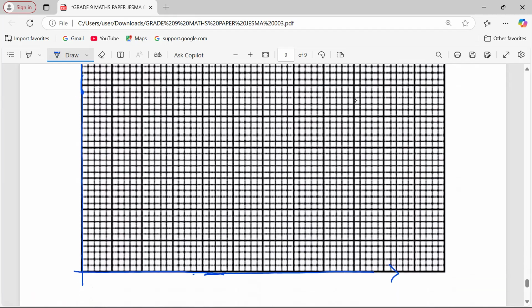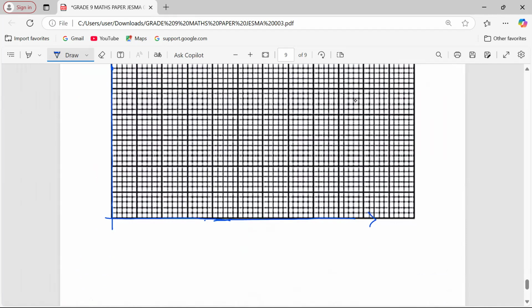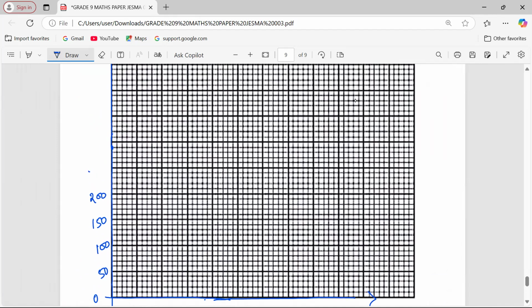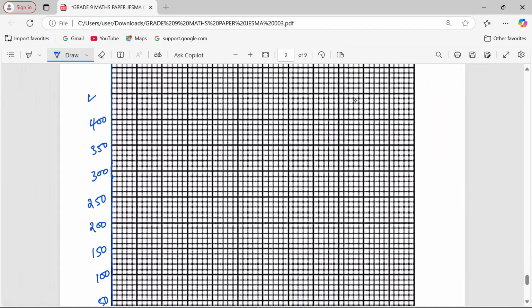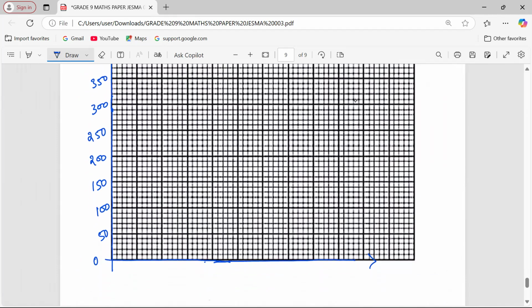So the crops' masses will be on the vertical axis, whereby from 0, we can have 50 tons, 100 tons, 150 tons, 200 tons. Then we proceed to 250 tons, 300 tons, 350 tons, 400 tons. We can have 450. Yeah, such a scale. But now on the horizontal axis, we shall have the crops written there.